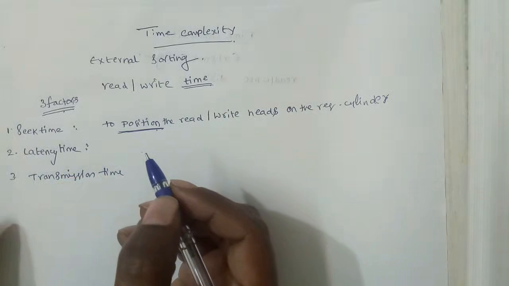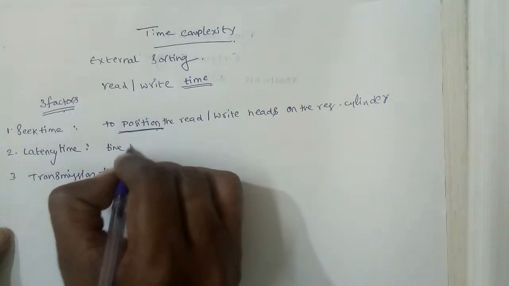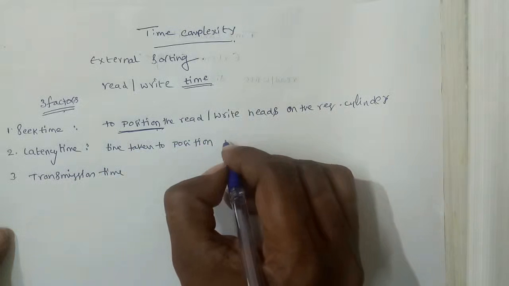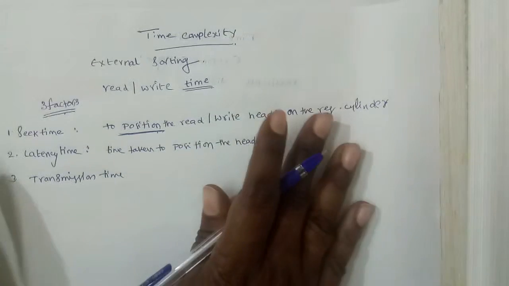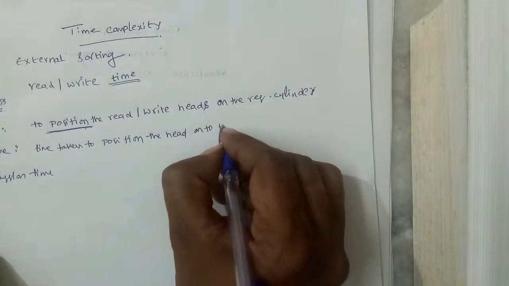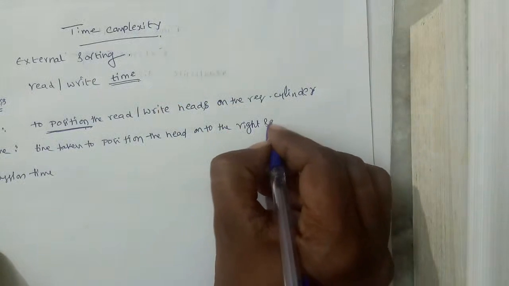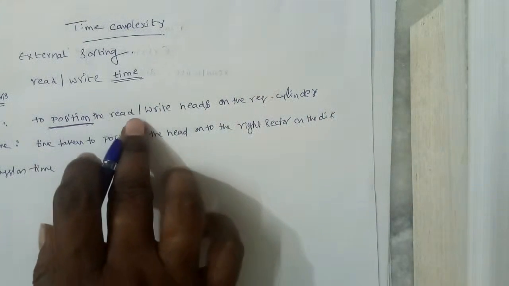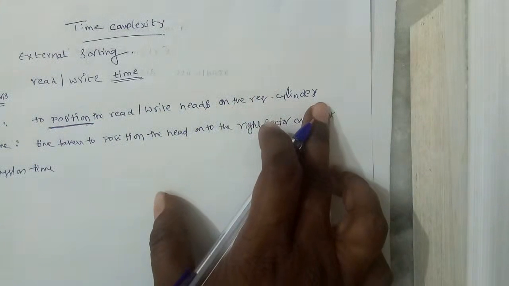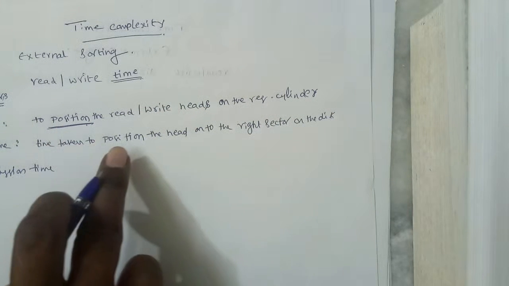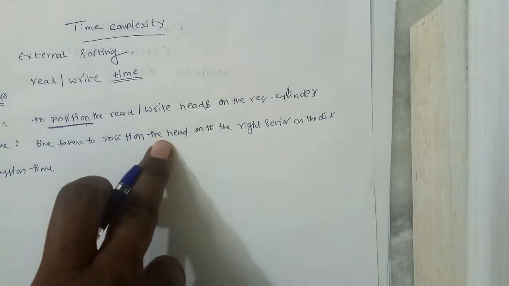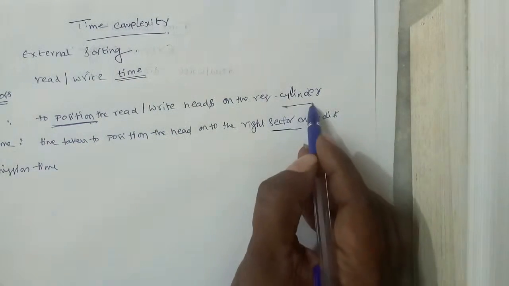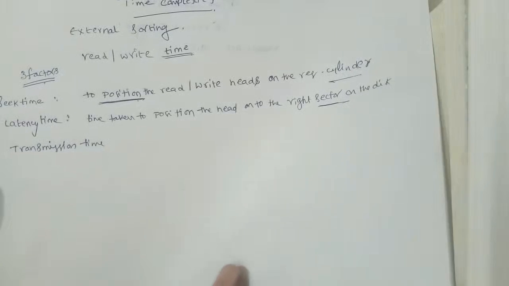Latency time. What is the latency time? Simply, it is the time taken to position the head onto the right sector on the disk. In the seek time, we position the read or write head onto the required cylinder, but in the latency time, it is the time taken to position the corresponding head onto the right sector on the disk. The first one depends on the cylinder, and the second one, latency time, comes under sector.